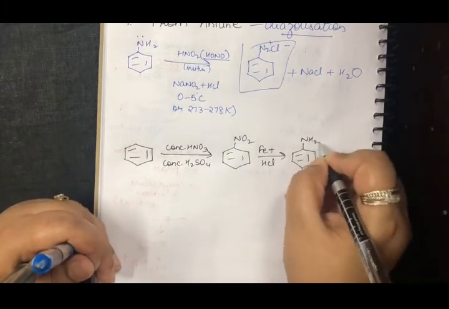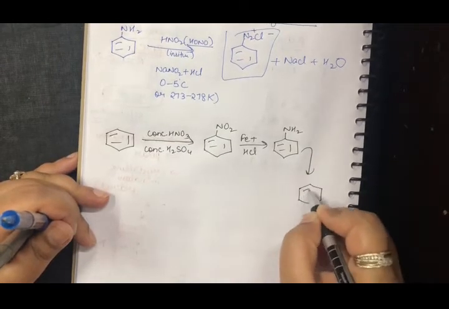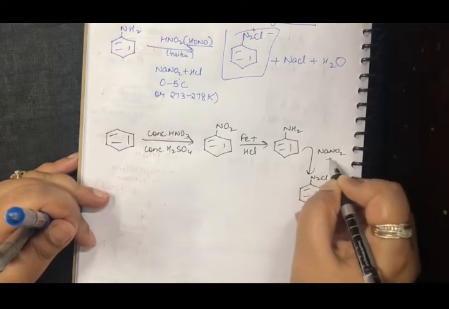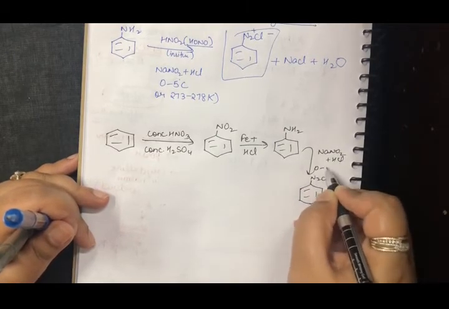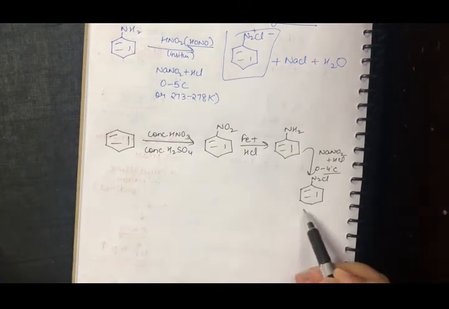So now this is NH2. Now you can easily convert it into N2Cl by adding NaNO2 plus HCl. Now this reaction is going to be used a number of times, and also what you can further do from this.